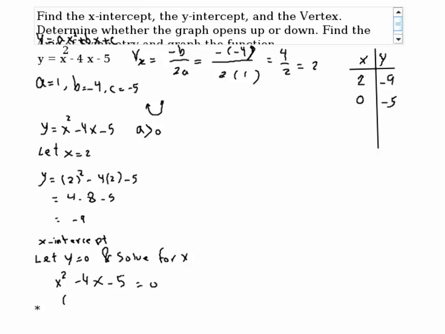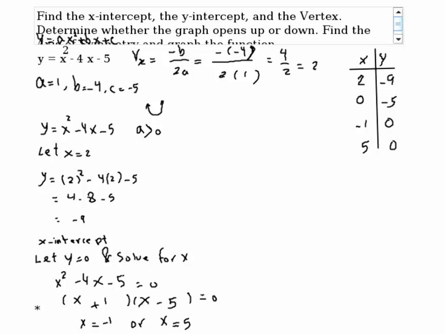Is this factorable? Can I factor this? Anyone? Yes. So what is it? X plus 1, x minus 5. Very good. So x equal to -1 or x equal to 5. So in this case, if y is equal to 0, x would be equal to -1. If y is equal to 0, x equal to 5.